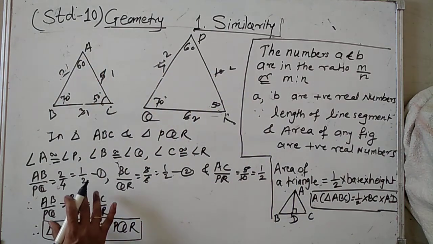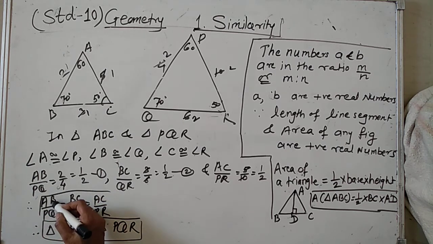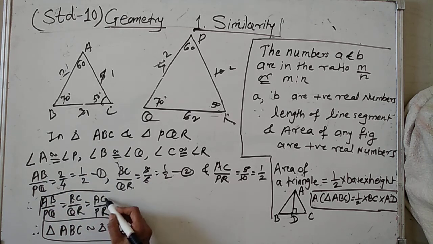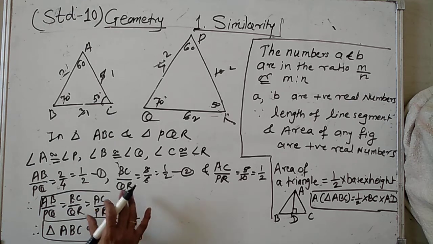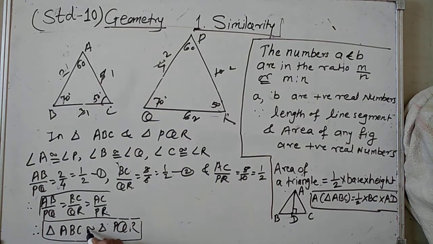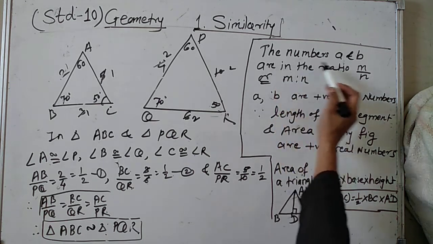Therefore, the sides are in proportion, that is AB upon PQ is equal to BC upon QR is equal to AC upon PR. Then असं जर असेल तर आपण असं म्हणू शकतो triangle ABC similar, this sign is similar, to triangle PQR. Now let's learn the statement which you studied in standard 9.